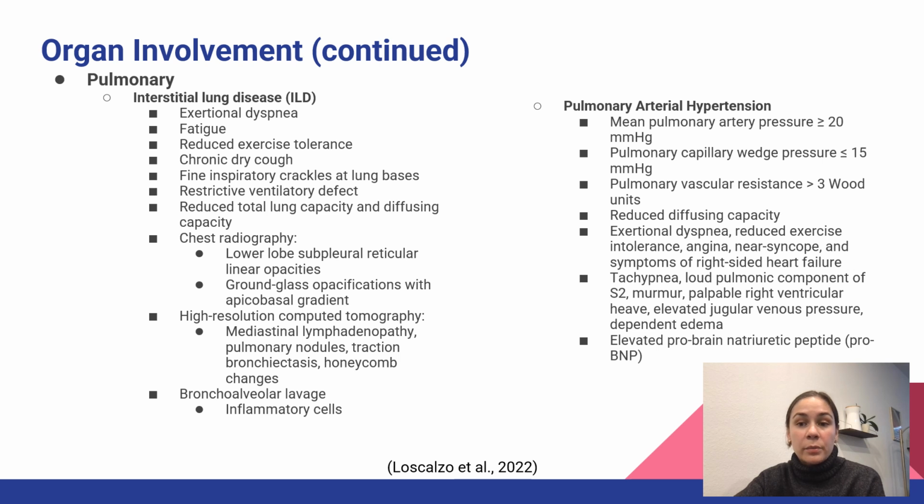You can also develop pulmonary arterial hypertension with a mean pulmonary artery pressure of 20 or greater, a pulmonary capillary wedge pressure of 15 or less, and a pulmonary vascular resistance greater than 3. You can also have reduced diffusing capacity and exertional dyspnea, reduced exercise tolerance, angina, near syncope, and symptoms of right-sided heart failure. You can also have tachypnea, loud pulmonic component of the S2, murmur, palpable right ventricular heave, elevated jugular venous pressure, and dependent edema. The pro-BNP may also be elevated.